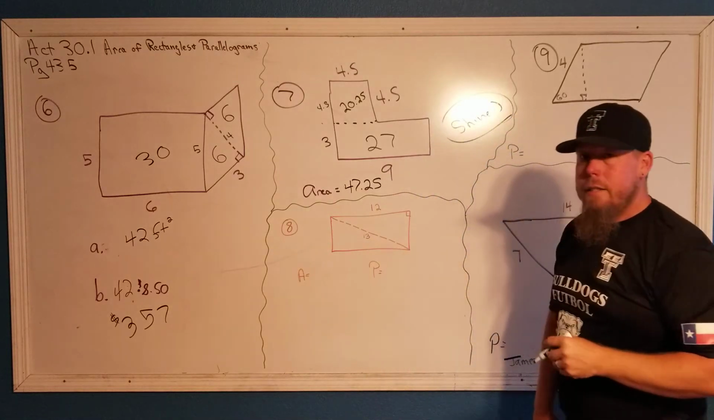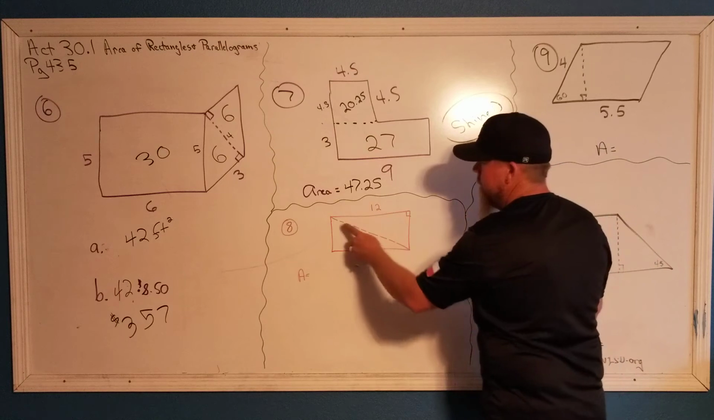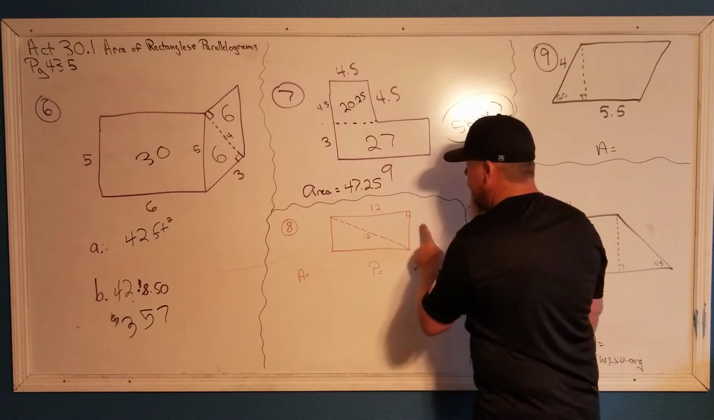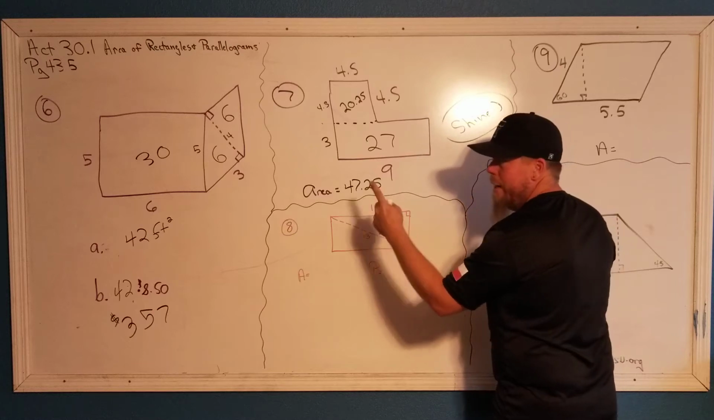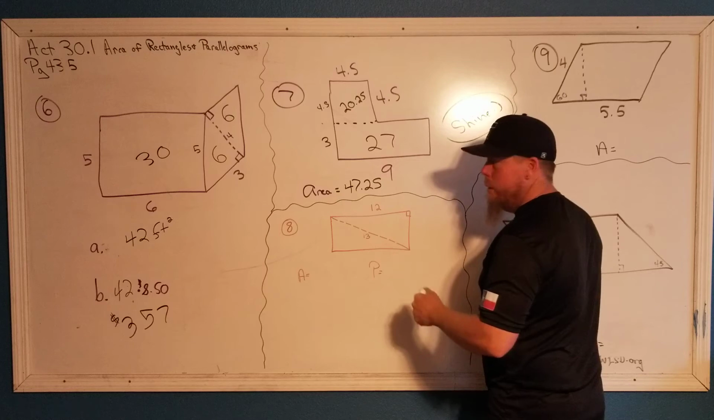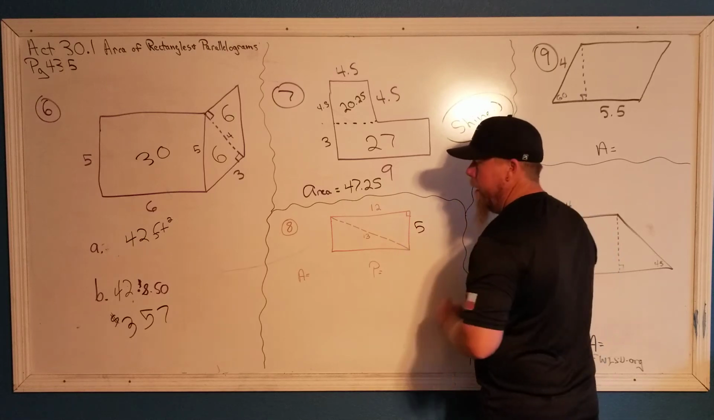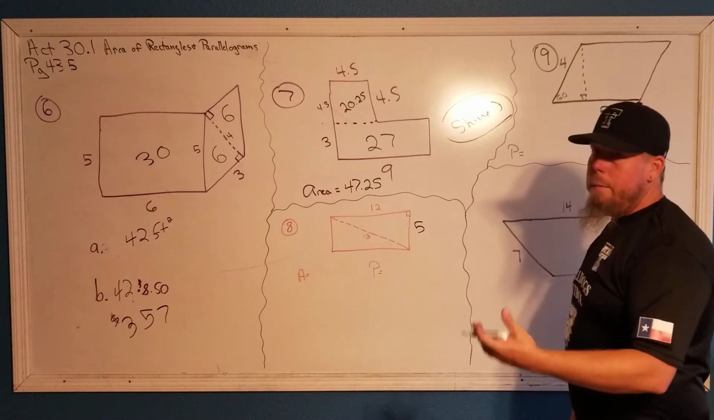Let's talk about 8. This is another Pythagorean triple. They tell us the diagonal is 13. They tell us one side is 12. That means for this missing length right here, you're going to do 13 squared minus 12 squared, and then take the square root. 169 minus 144 is 25, and the square root of 25 is 5. Again, another Pythagorean triple. If you can notice that right away, it saves you time and you can move on.